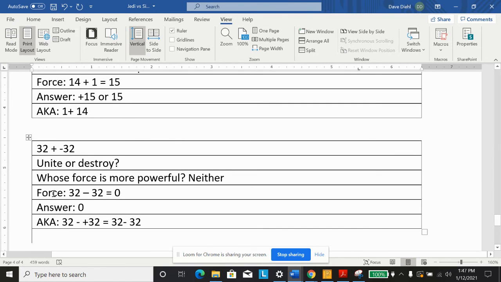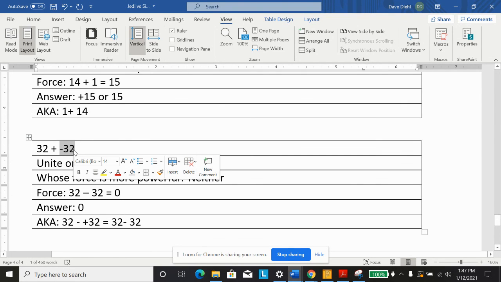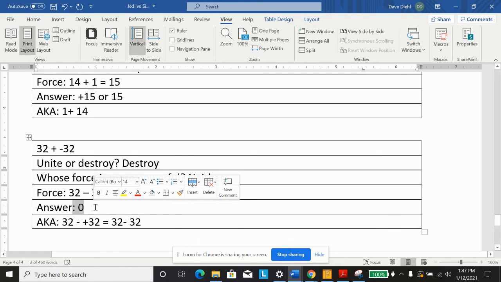And this last one, 32 plus negative 32. Is this unite or destroy? You should have said destroy because the signs are different. Whose force is more powerful? Well, it's actually neither, right? Because with 32 good guys and 32 bad guys, nobody has the advantage. How do you figure out destroy problems? You subtract the absolute values. The absolute value of 32 is 32. The absolute value of negative 32 is 32. Subtract them, and you get 0. Therefore, the answer is 0, which is neither positive nor negative because nobody won. Another way to write this problem is 32 minus positive 32 or 32 minus 32.